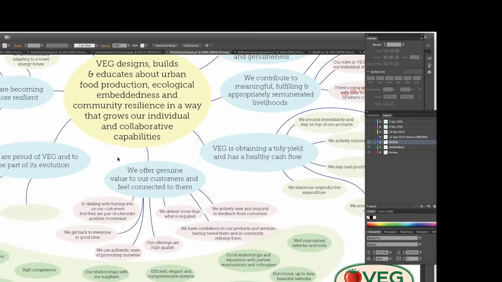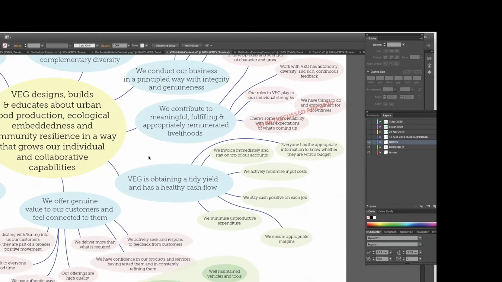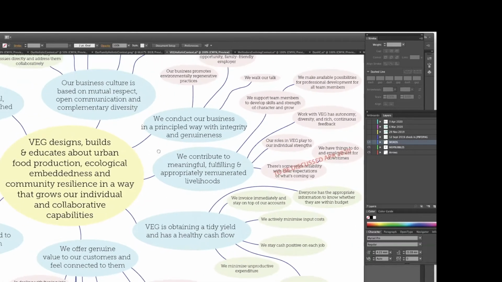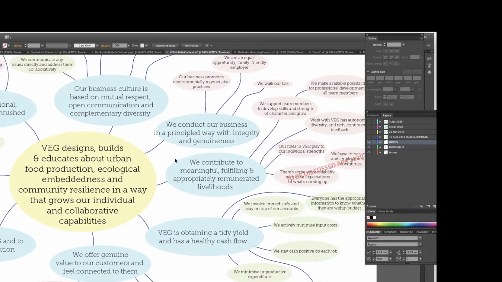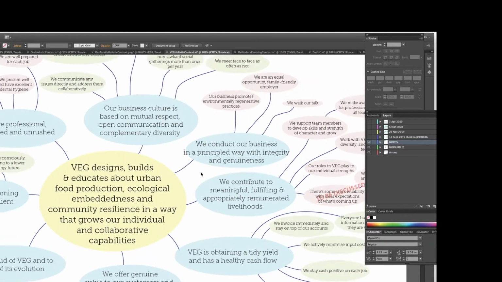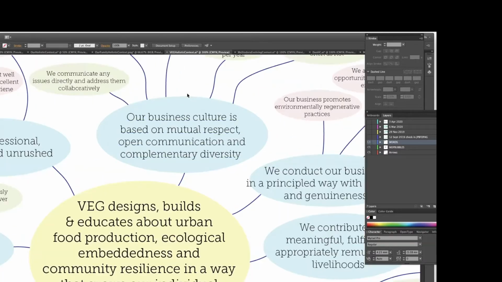And if we don't feel that, we'll start to actually lose a feeling of quality. It's important to us that we feel Veg is obtaining a tidy yield. And these wordings have evolved over a very long time, with stories behind a lot of these sentences. And a healthy cash flow. If those things aren't true, we start to feel a bit nervous, and the business itself stops feeling so healthy. We contribute to meaningful, fulfilling, and appropriately remunerated livelihoods. We conduct our business in a principled way with integrity and genuineness, and our business culture is based on mutual respect, open communication, and complementary diversity.